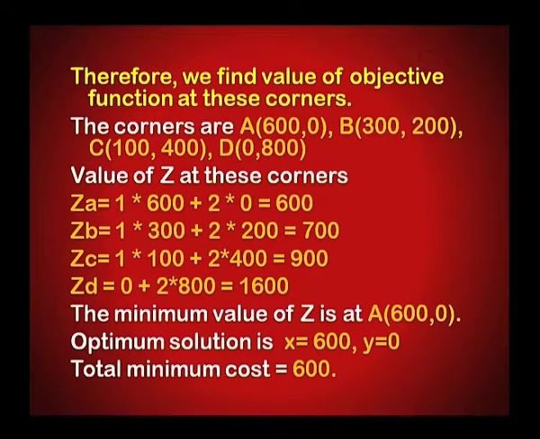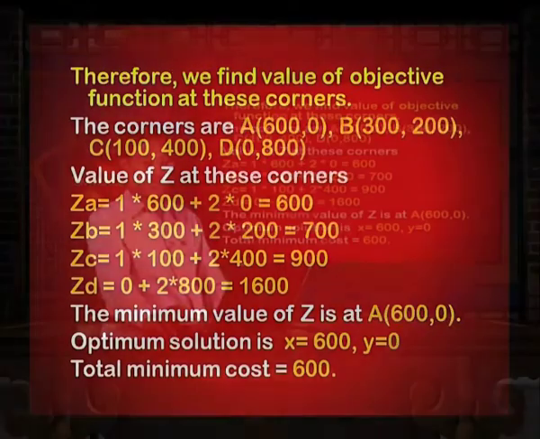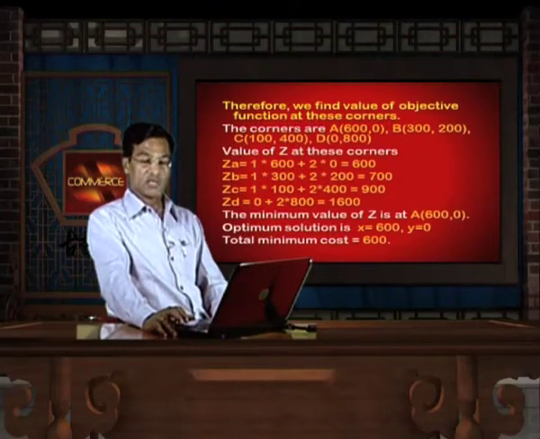The minimum value of Z is at A (600, 0). Therefore, the optimum solution is X equal to 600, Y equal to 0. Total minimum cost is 600.